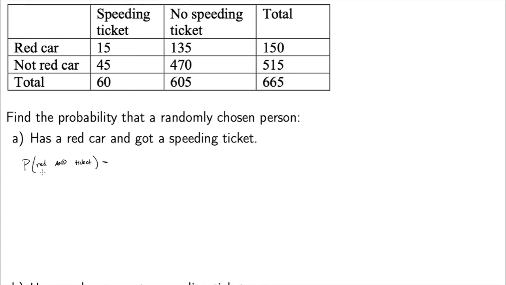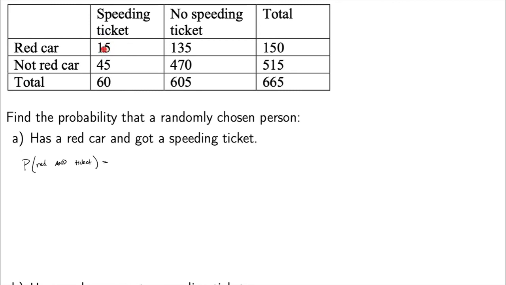We need to know what to use here. Now, this is an AND, which means we need to ask ourselves, are these independent events? And we don't actually know. We can't just tell right off the bat whether or not having a red car and getting a speeding ticket are independent. And so what we're going to have to do is just look at the number of ways that this happened. And that's just this one spot here in the table.